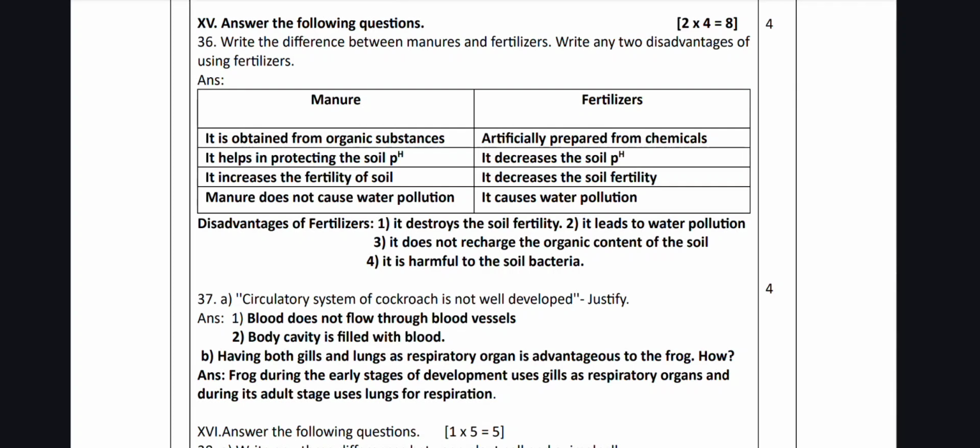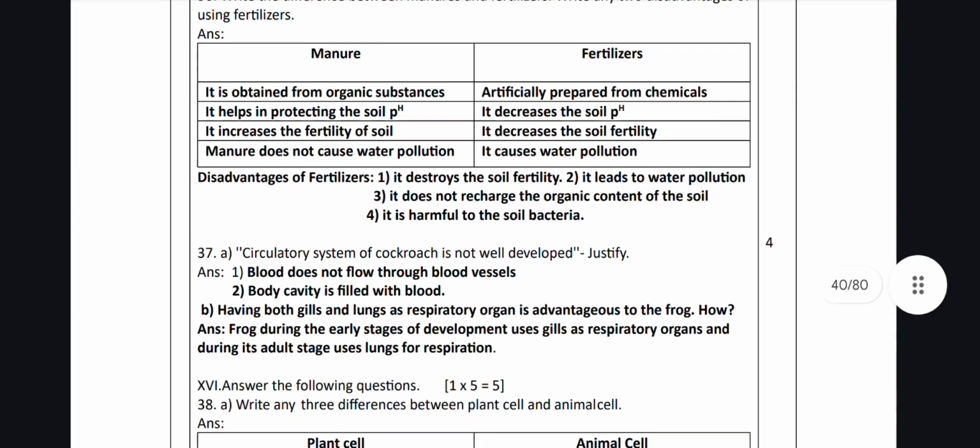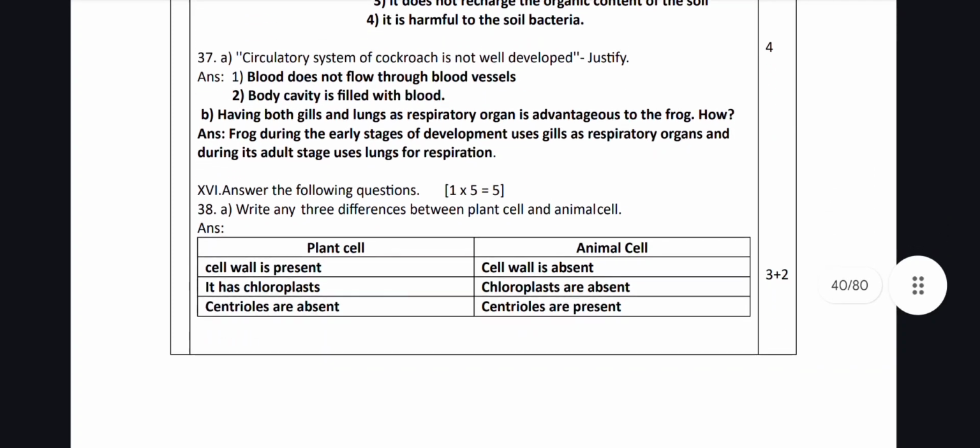It destroys the soil fertility, it leads to water pollution, it does not recharge the organic content of the soil, it is harmful to the soil bacteria also. So, I hope you have understood this answer. It's for a 4 mark. So circulatory system of cockroach is not well developed, justify. See, blood does not flow through blood vessels in cockroaches. So secondly, the body cavity is filled with blood itself.